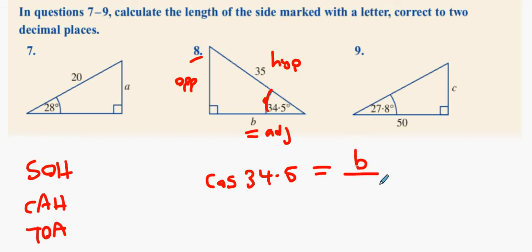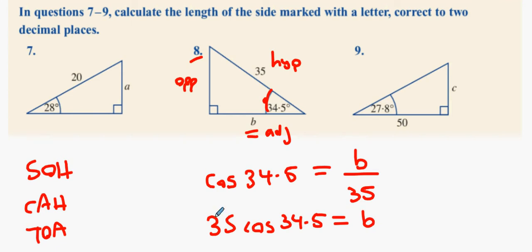What goes on the bottom? 35. Now, what happens to the 35? It's divide on the right, which makes it multiply on the left. So what does that mean? Just put that into your calculator. 35 cos 34.5.